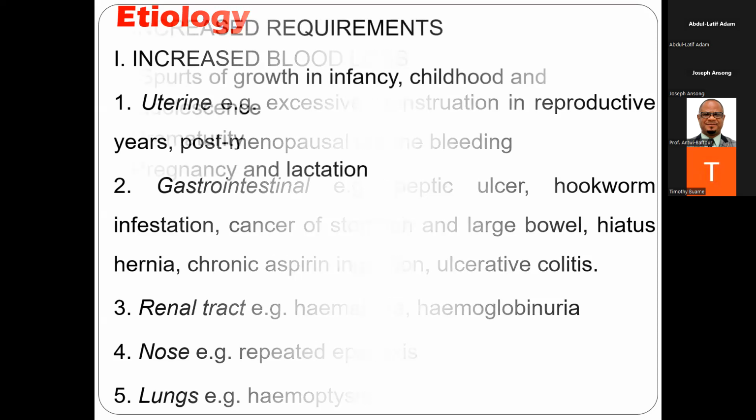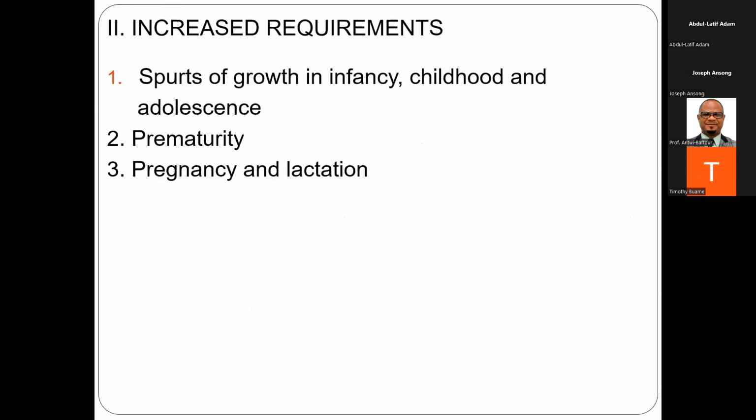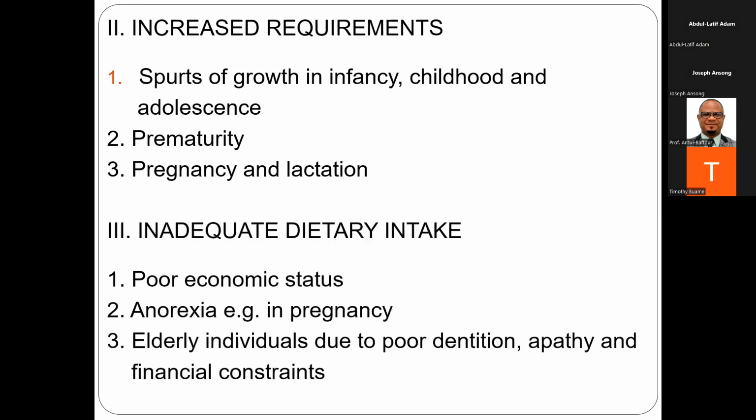Then increased requirement. During childhood or adolescence, children grow in spurts, and you see them today at this size, and in the next couple of weeks they are just bigger children. So they need more food, and because of that, they lack iron. Then prematurity, pregnancy, and lactation all cause increased demand for iron.